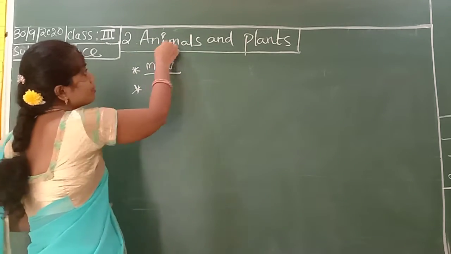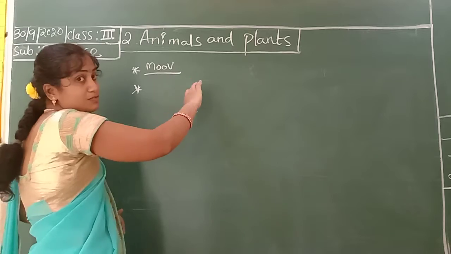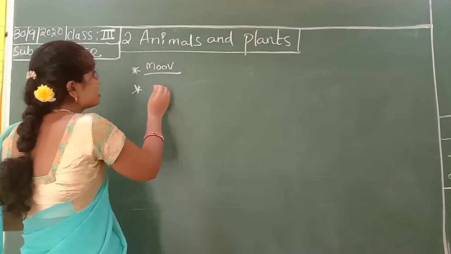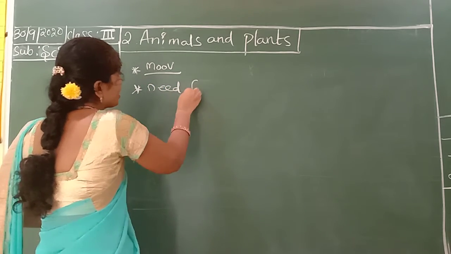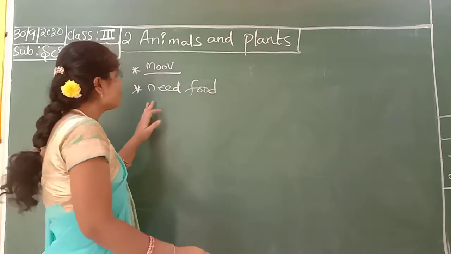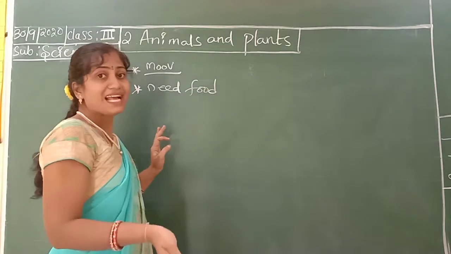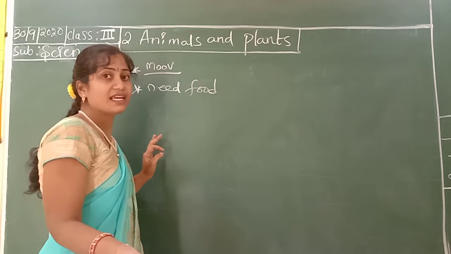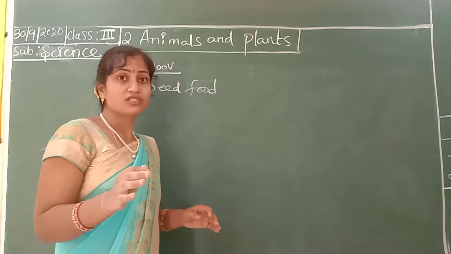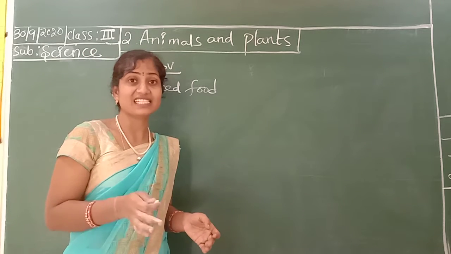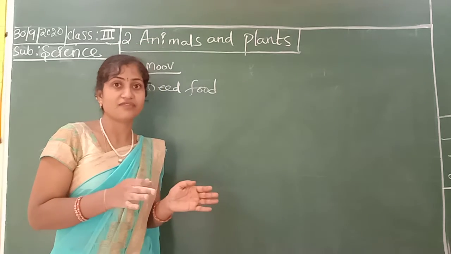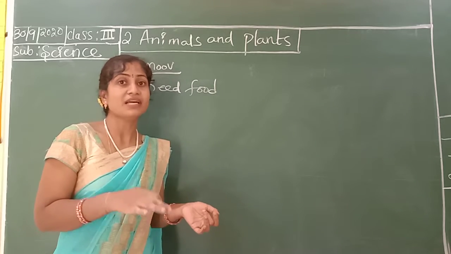Next, all animals and plants move. Plants move like that only. Animals move from one place to another place in search of food. Next, need food. Okay. Animals need food. Plants also need food. Some animals depend on plants and some depend on other animals. Like goats and cows, cows eat grass. Goats eat leaves, some plant leaves. So these two types eat only vegetarian food.